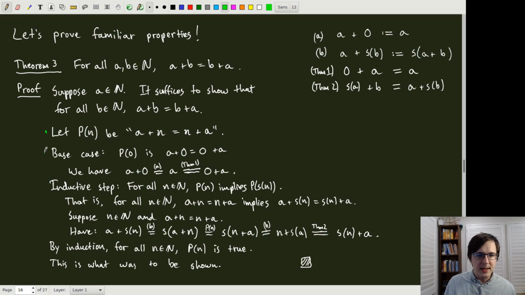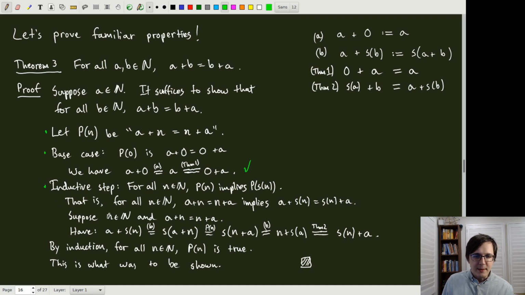Let's check the base case. That is A plus 0 equals 0 plus A. This is some applications of definitions and theorems. Equationally, we have A plus 0 through definition A is A. And then through theorem 1 in reverse, that's 0 plus A. So that is done.